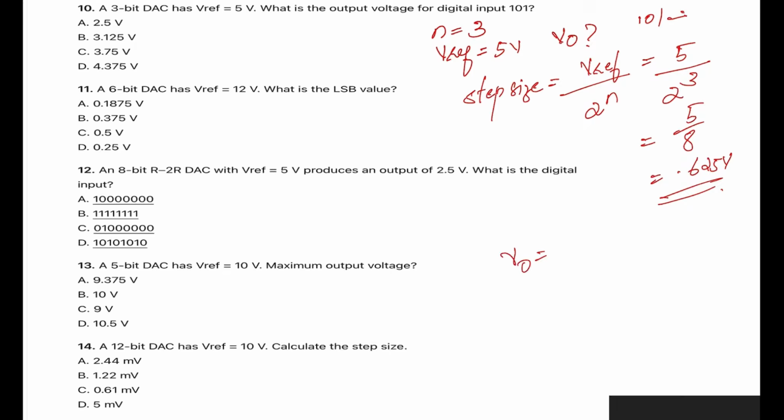Now we have to find the output voltage V out. The digital input 101 refers to 5, right? So V out is equal to 5 into the step size value 0.625. That will give the answer as 3.125 volt. In the options, we can see the same as option B.